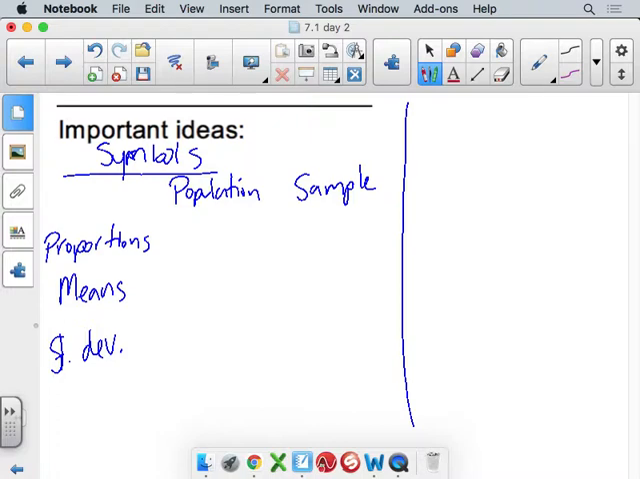So a proportion is just like 5 out of the last 7 flips of the coin were tails. So proportions are listed in fractions or percentages or decimals. So when you think proportions, those are those percentages or fractions. The main symbol for that, if you're talking about the population, is just P. So like P equals 42% of the tosses are heads.